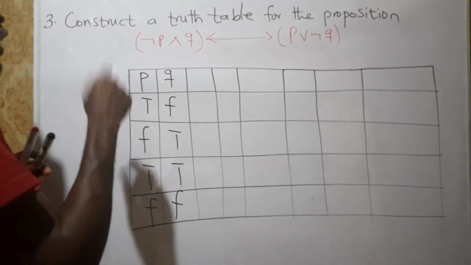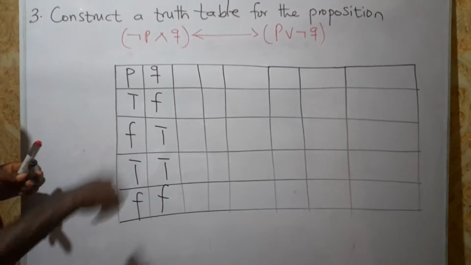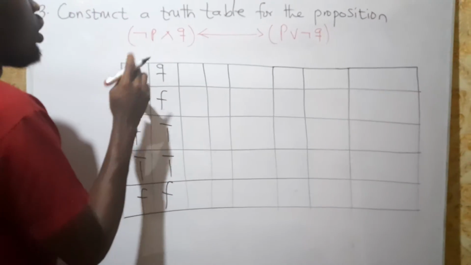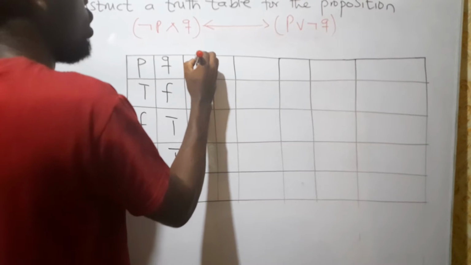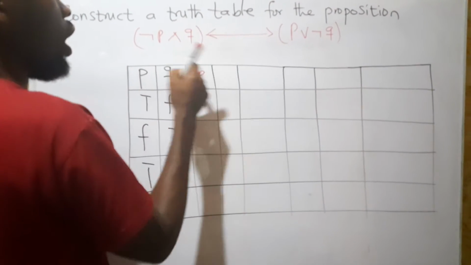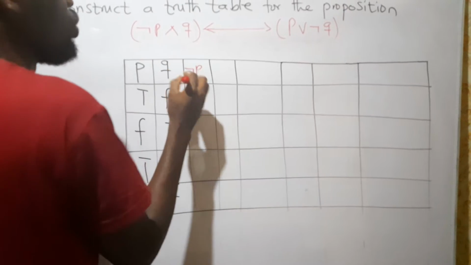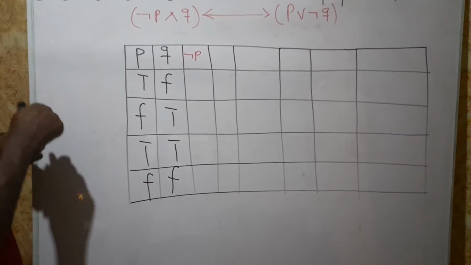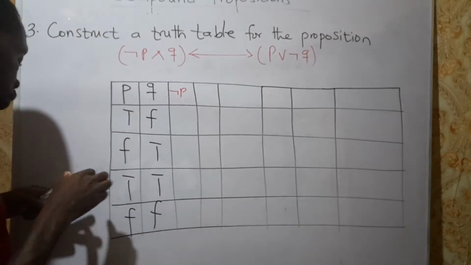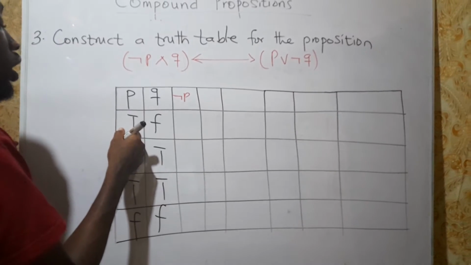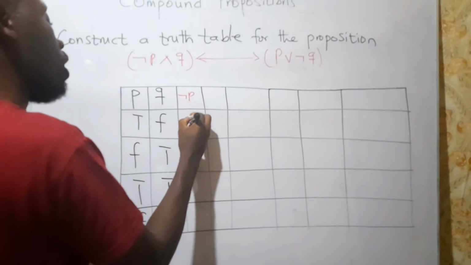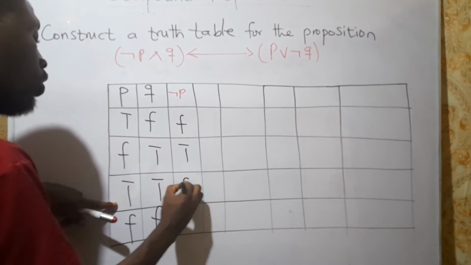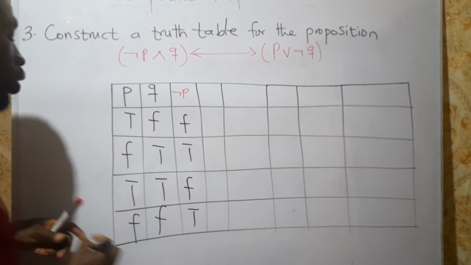The next thing is that, please, if there is negation, deal with the negation first. Precedence of logical operators, which we'll be looking at very soon. So now we deal with the negation. There is a negation of P and there is a negation of Q. So deal with the negations first. So we negate the P. Remember, in a negation statement, when a statement is true, its negation will be false and vice versa. So since this is true, this will be false. Since this is false, this is true. This is true, this will be false. This is false, and this will be true.